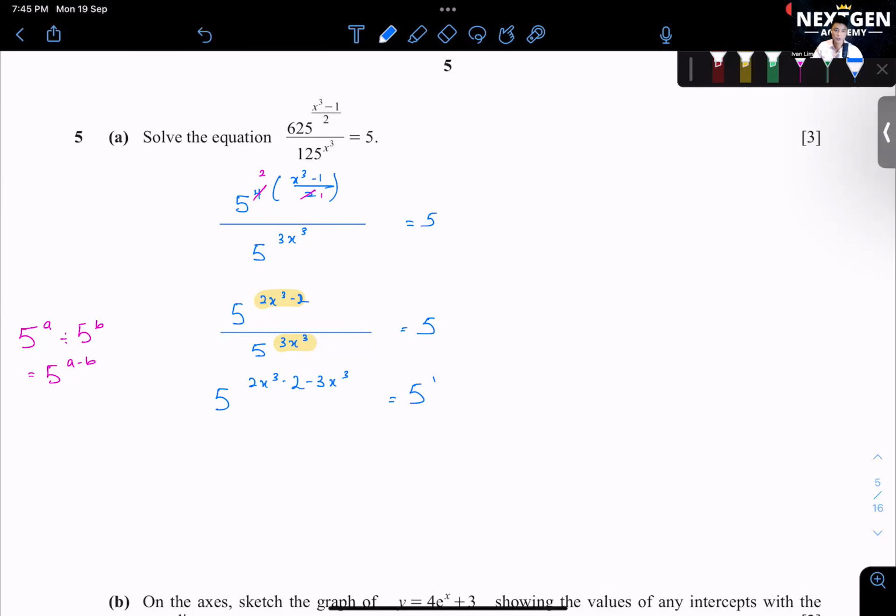You've got one big base on the left-hand side, one big base on the right-hand side. We just need to compare the power. Okay, let's compare the power. My value is correct.